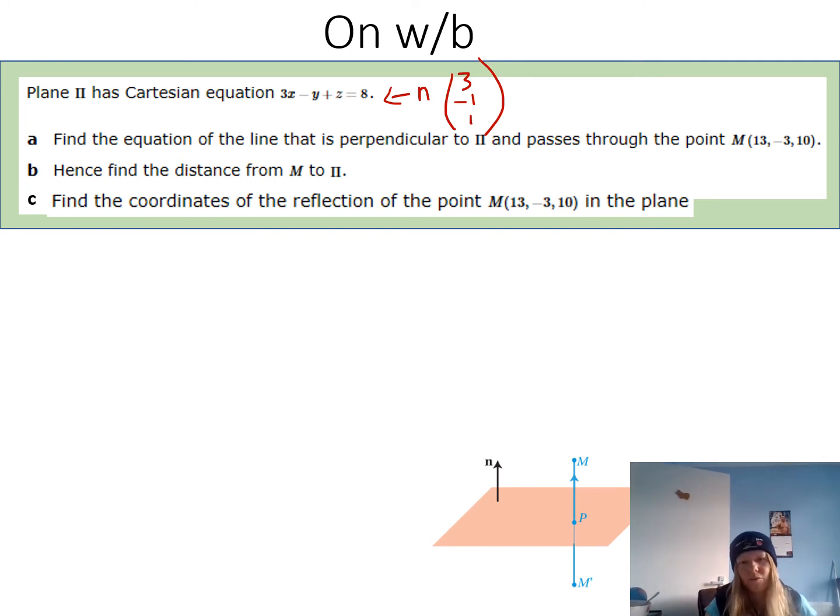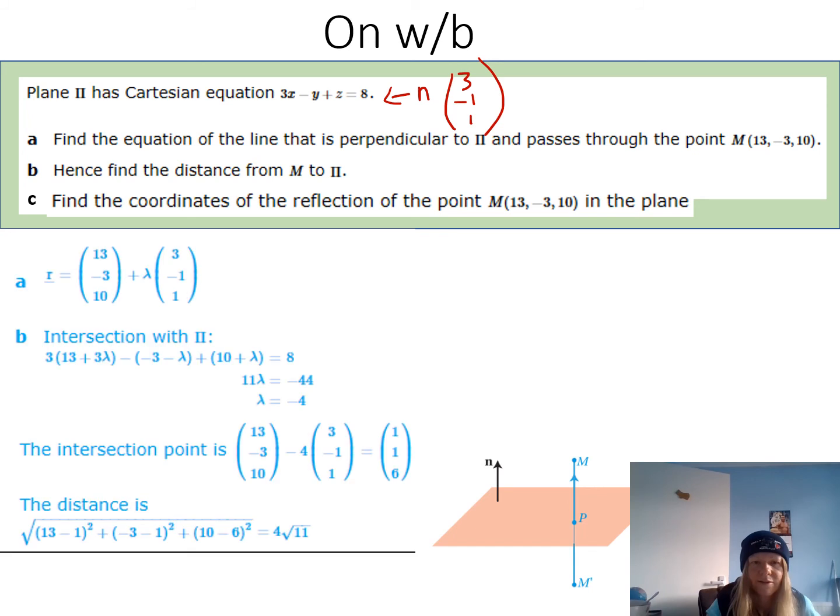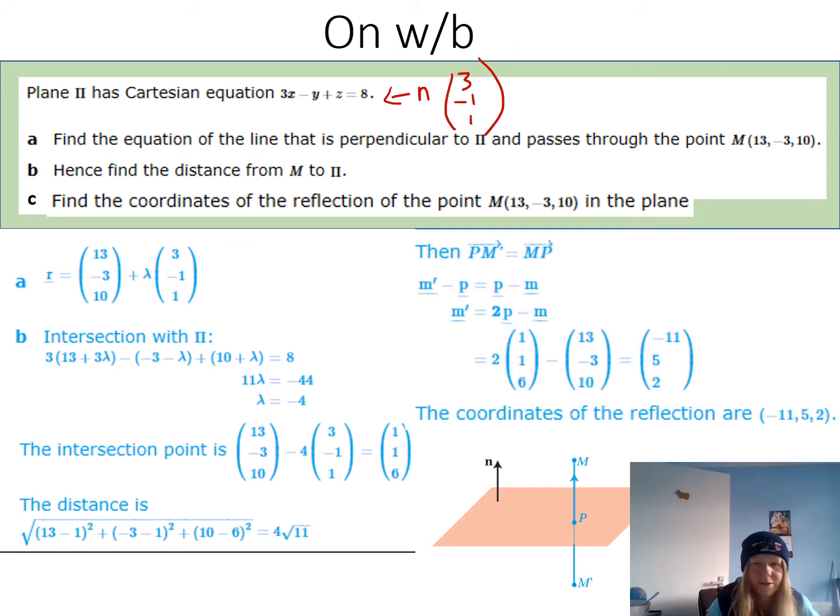Okay, unpaused. And here are the answers. So there's the equation of the line, there's the distance, and the last bit, the new bit, if you use the formula, there you've got that. Hopefully you've got it.